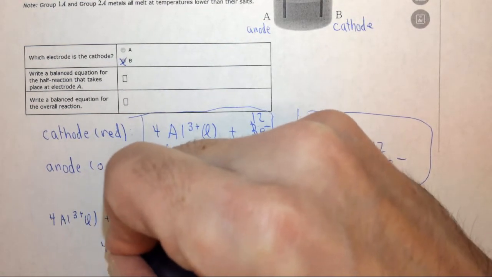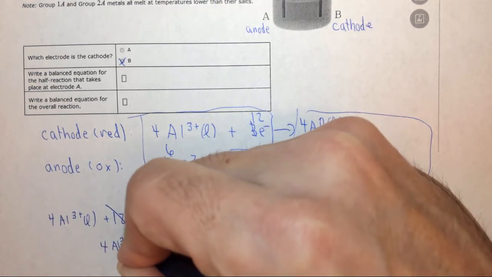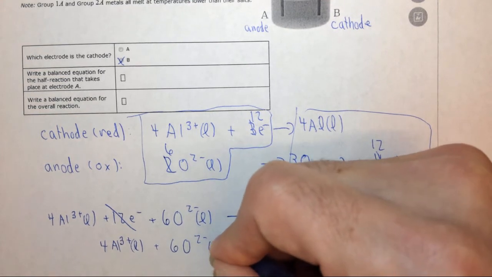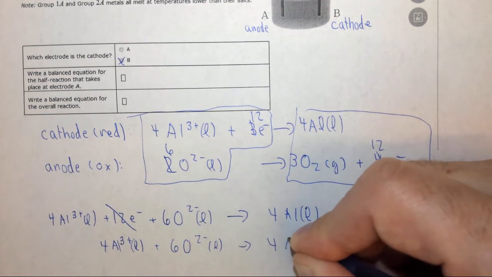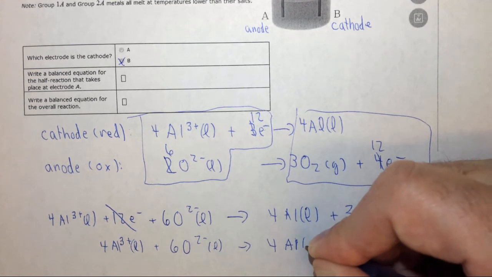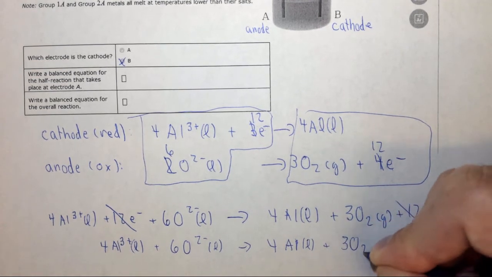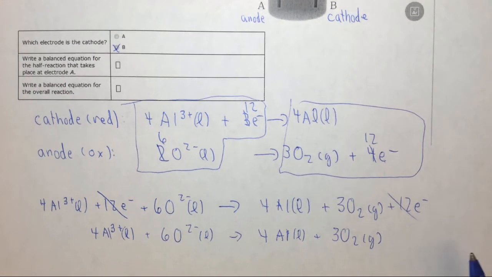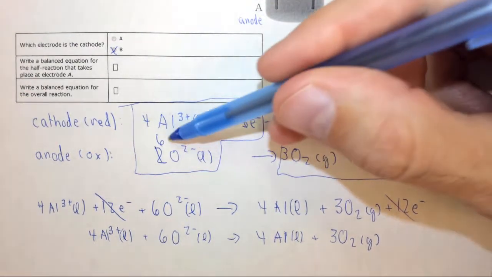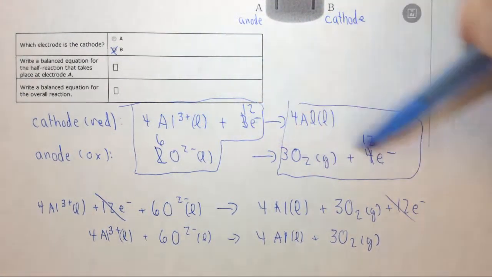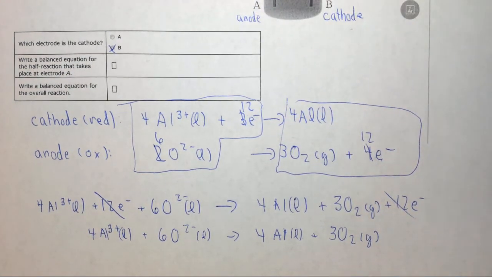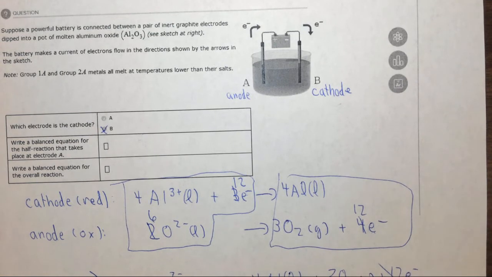4 Al3+ liquid plus 6 O2- liquid yields 4 Al liquid plus 3 O2 gas. And now we have the overall reaction. So there are several steps involved here, but this is the overall reaction. This, before we multiplied by 3, was the half reaction at the anode, and then the anode and the cathode we identified right at the beginning of the question.